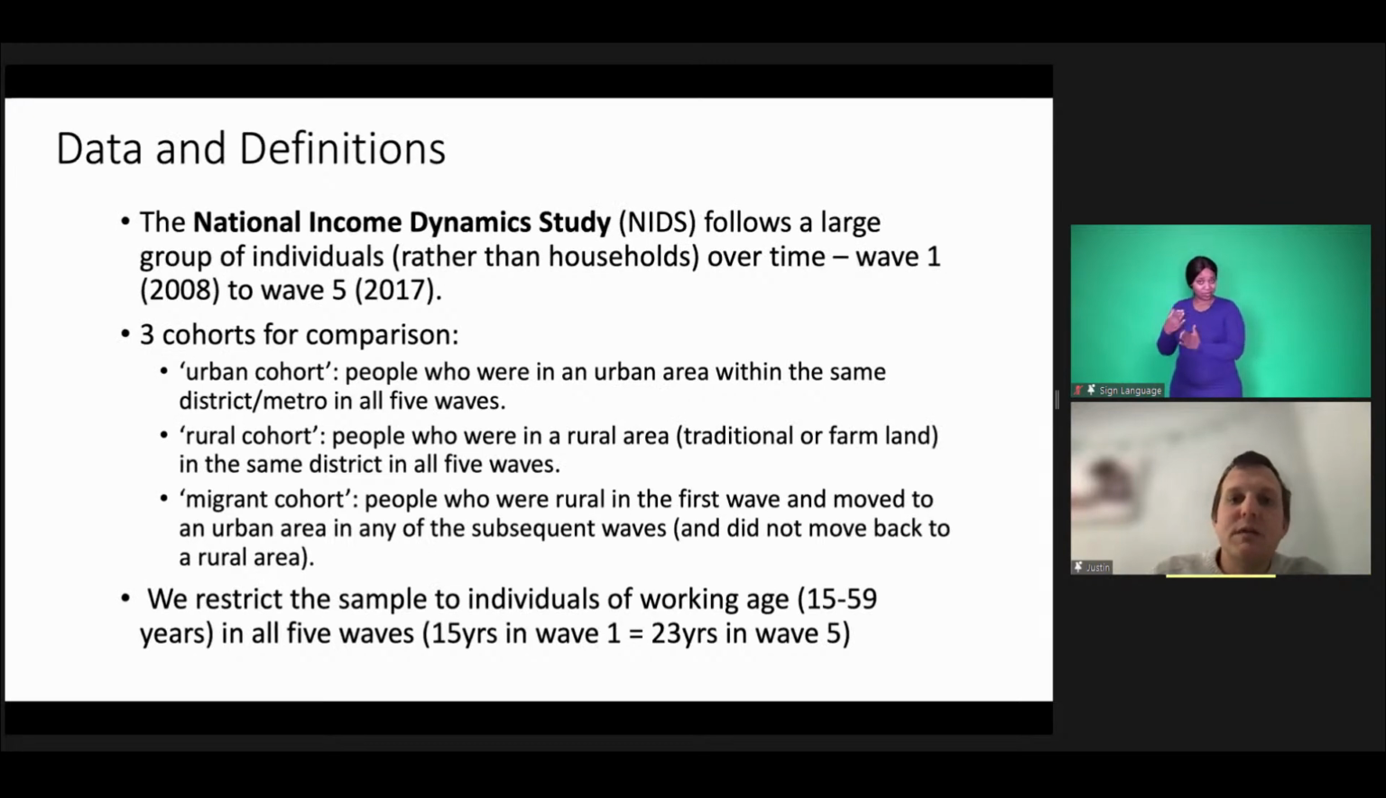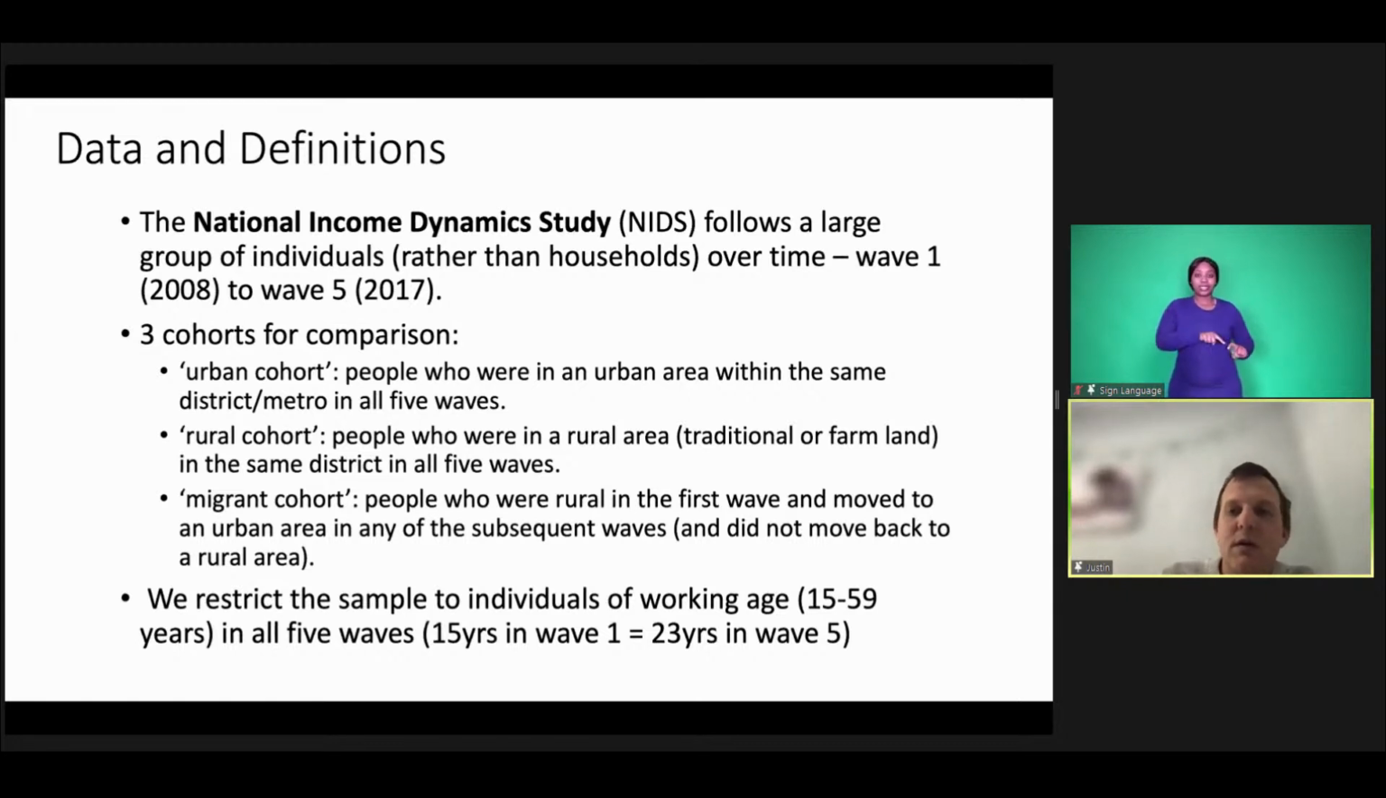So the data we use is the National Income Dynamics Study, which has 5 waves, and we create 3 cohorts. The first cohort is an urban-only cohort. This is people who were in an urban area in all 5 waves. We also look at a rural cohort, and this is people who were rural and remained rural in all 5 waves, and then the rural to urban migration cohort. This is where someone was rural, and in a subsequent wave, they became urban and remained urban.